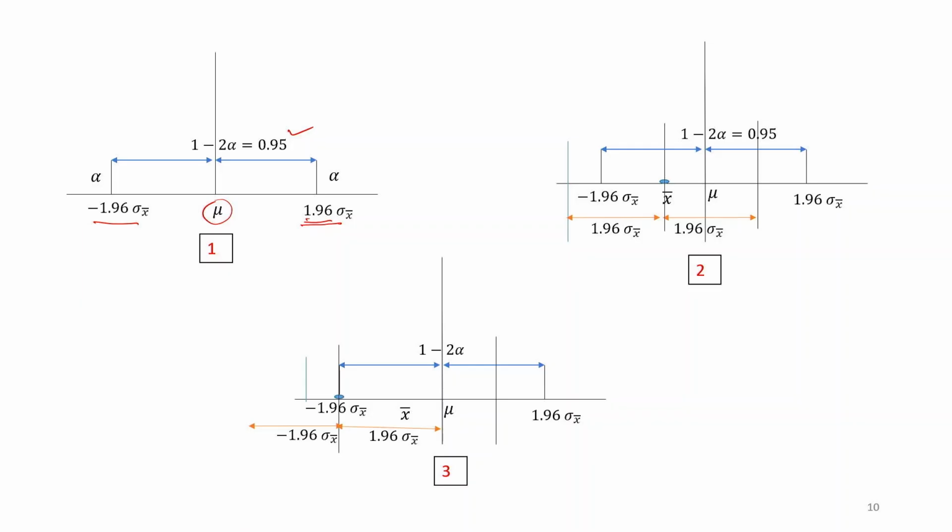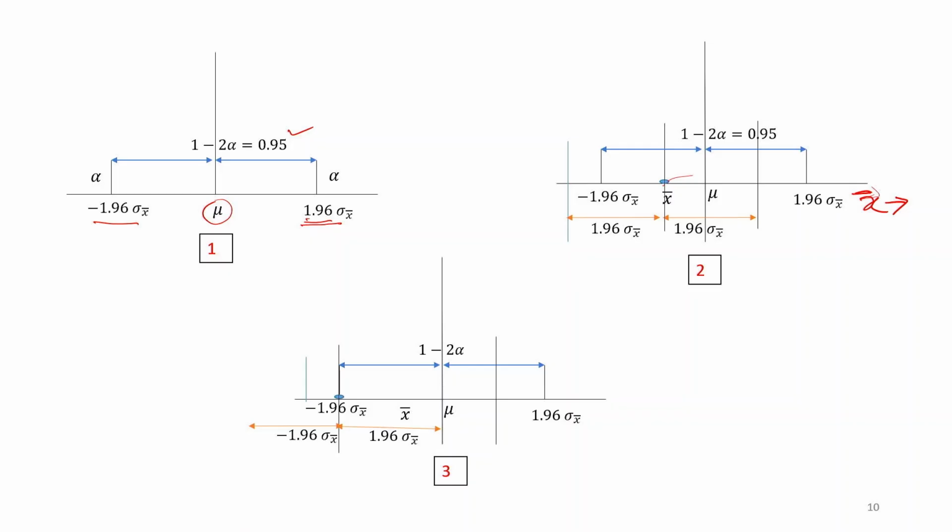And this is about the distribution of x bar. Now I take a sample and find out the value of x bar. The x-axis is representing x bar. So a typical sample mean may be anywhere on this x bar line.